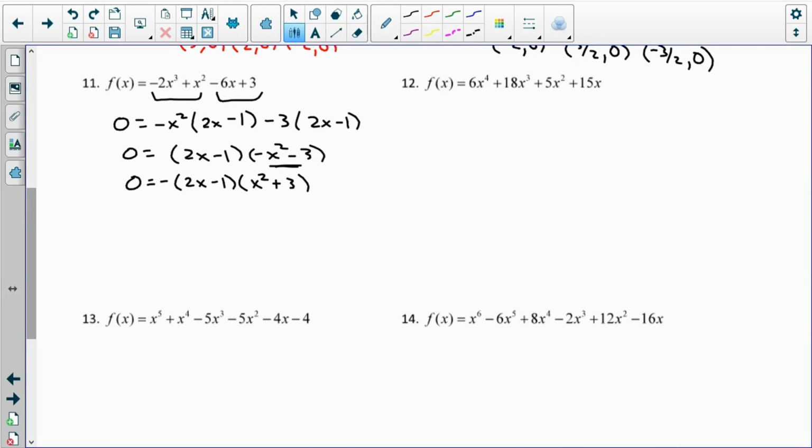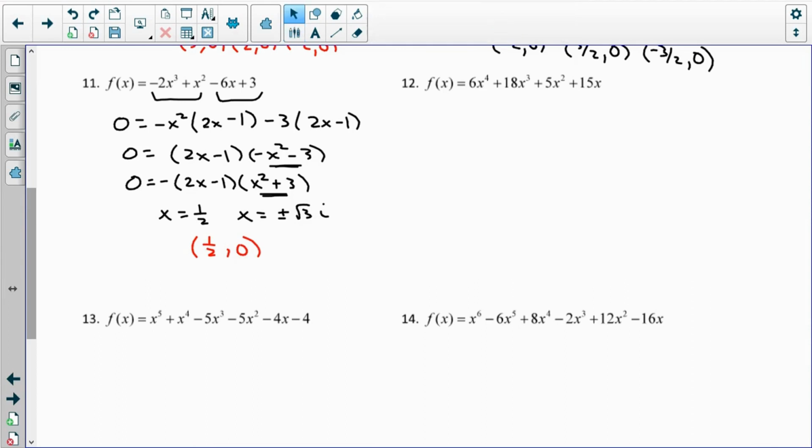So if I look at this, I get x equals 1/2, and x equals plus or minus the square root of 3i if I solve this one, but those aren't real x-intercepts, so I don't really have to write them as x-intercepts. So (1/2, 0) would be my answer.